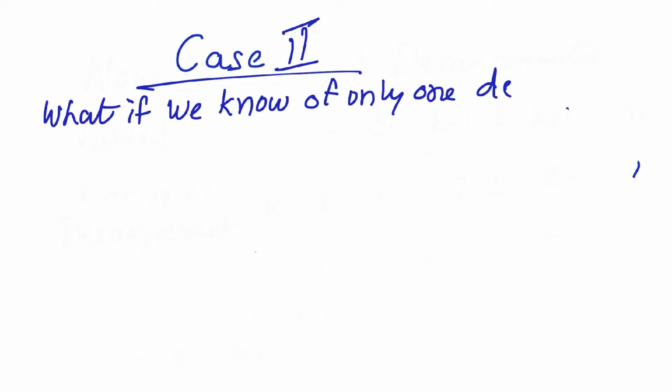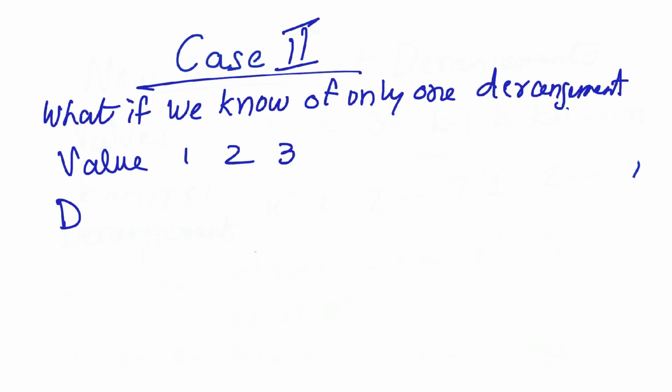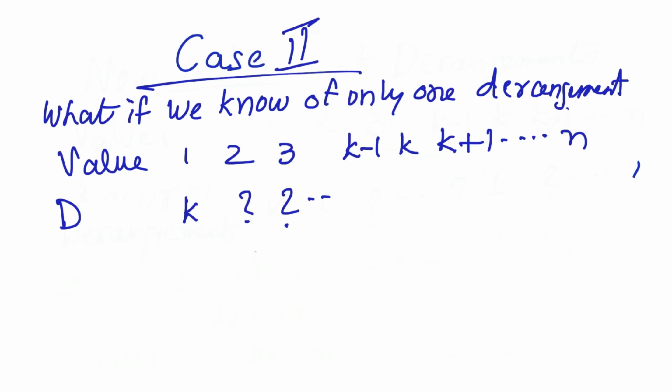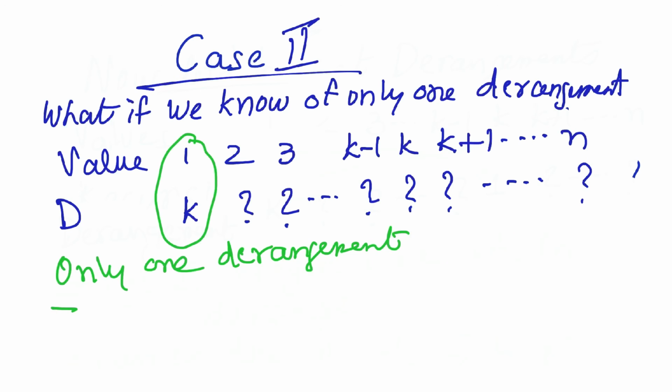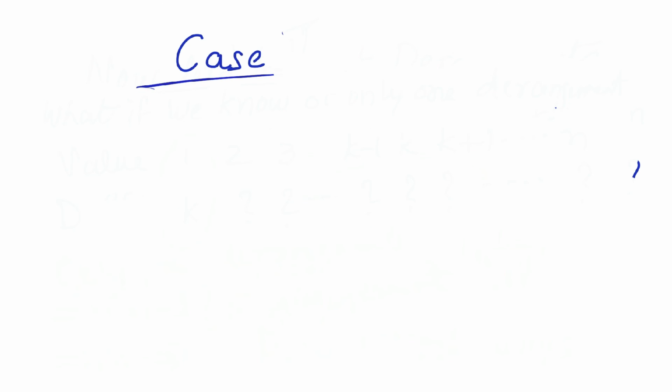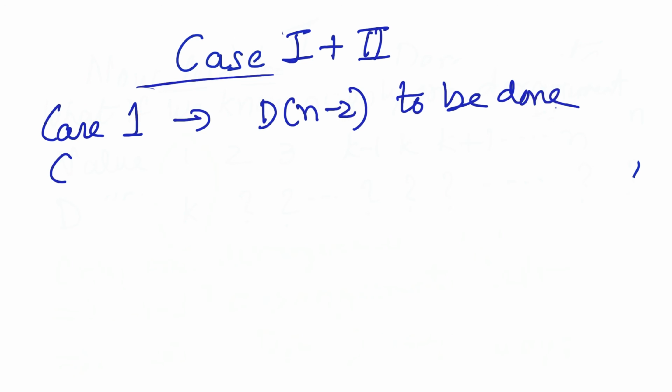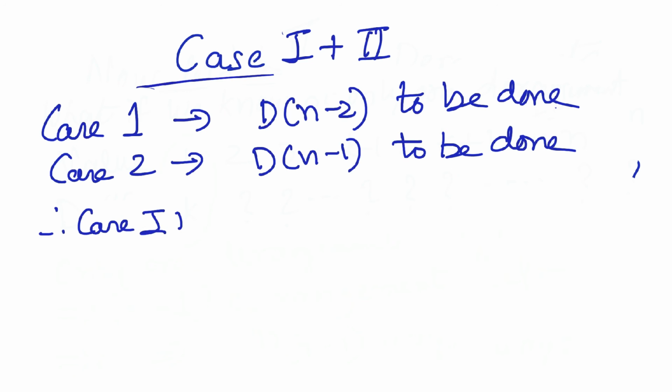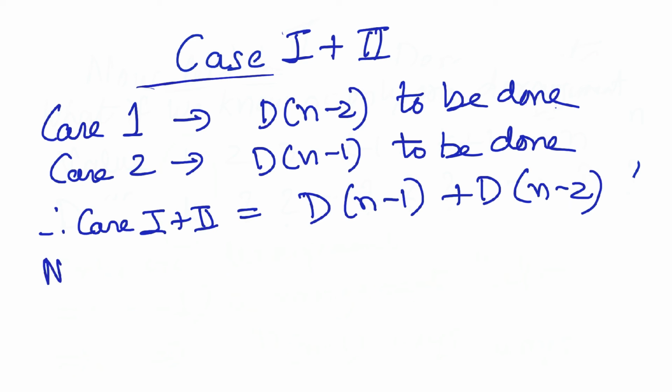Now what if we only know about a single derangement, that is 1 has ended up in the k position, and for all of the other values it's not known. So 1 has ended up in the k position, that is the only thing we know, which means that n minus 1 integers are left, which means of course D(n minus 1) derangements are to be done. So case 1 is D(n minus 2), case 2 is D(n minus 1). So case 1 plus case 2 of course will be D(n minus 1) plus D(n minus 2).